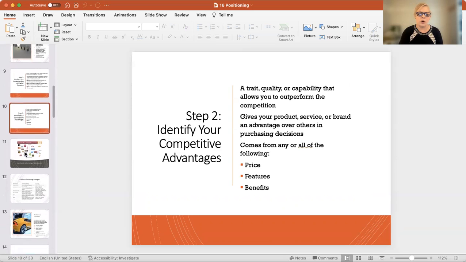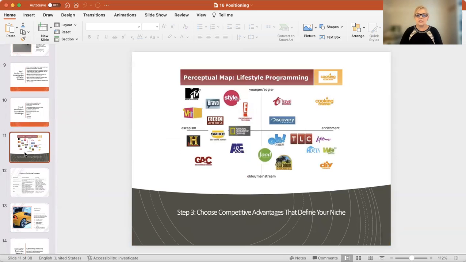advantage over our competition? Step 3, we want to choose those competitive advantages that define our niche. This gives you a perceptual map of the cooking channel and all their different shows and where they think they fit within that younger, edgier demographic or that older mainstream demographic. And then, of course, escapism type shows and enrichment type shows.